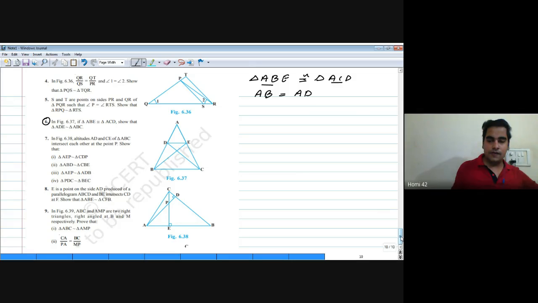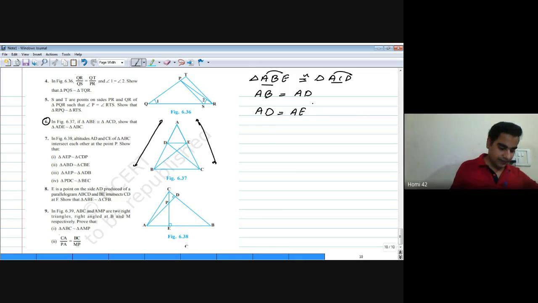Also, yes, AB is equal to AD, this side. Let me mark it. I don't need BE is equal to CD. That is not required, I guess. The second thing I have is AD is equal to AE, isn't it? AD is equal to AE.